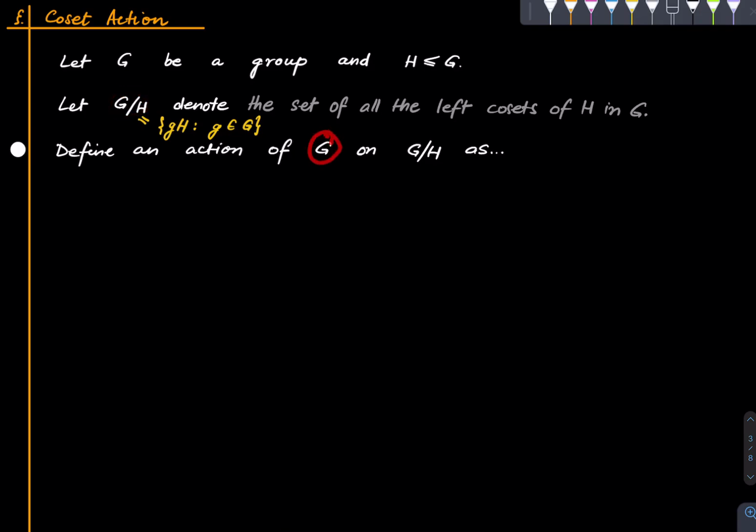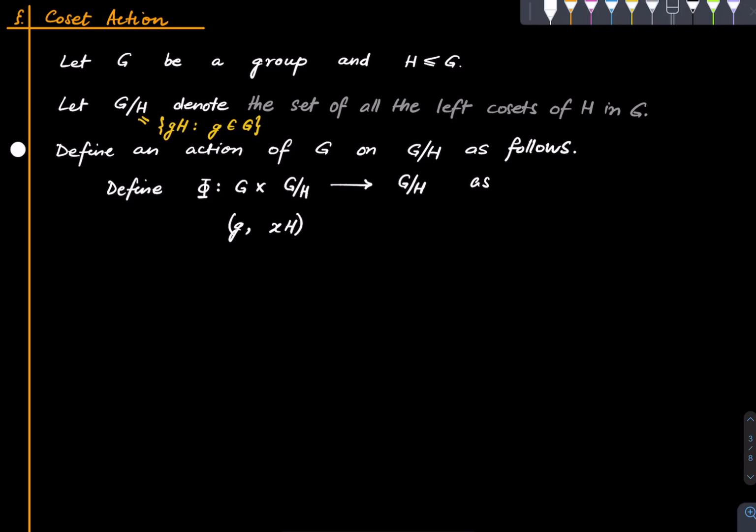All right, now we will define an action of G on this guy as follows. Define a map capital Phi from G cross G mod H to G mod H as follows. It takes an element little g, comma, a coset xH to the coset gxH. So that is our map Phi, but we need to talk about well-definedness because a single coset may have many representatives. It's very clear. There's nothing very difficult about it, but let's do it.